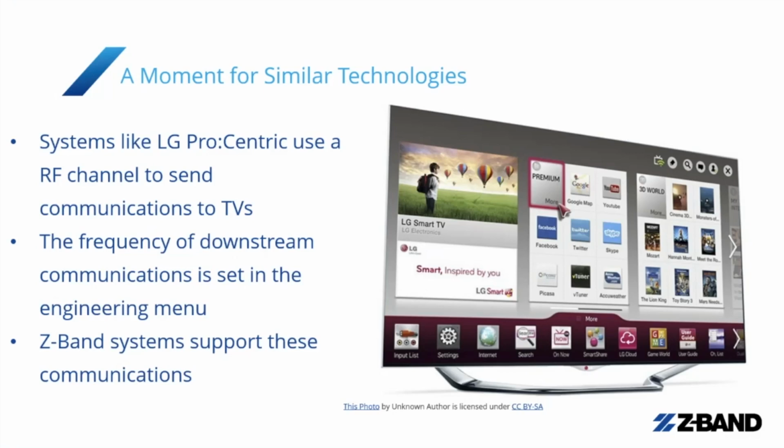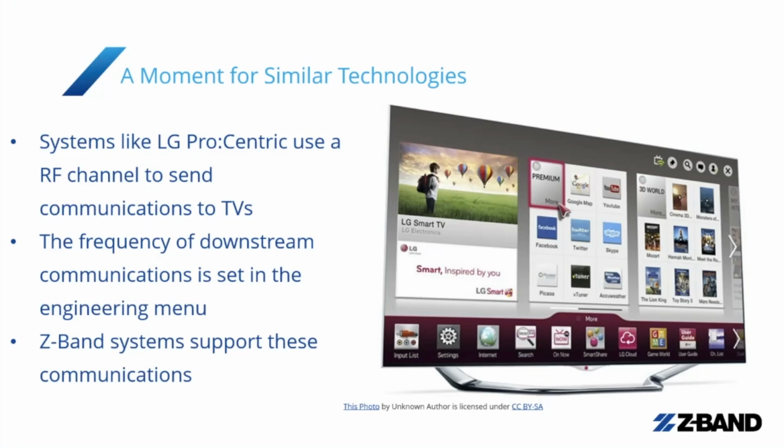The big difference here is if you have an LG Pro:Centric platform and it's using that RF control channel, it's actually just using an RF control channel to send content out. There's no reverse path, there's no validation of that communications channel. And if you have a Pro:Centric LG TV, you can get into the engineering menu and then you can actually go through channels. I think it's 2 through 125 they make available.